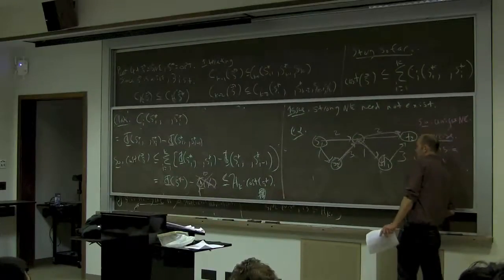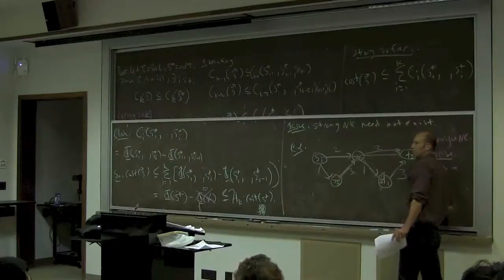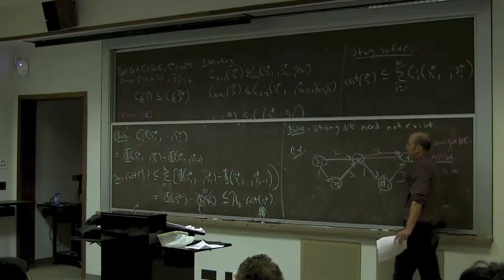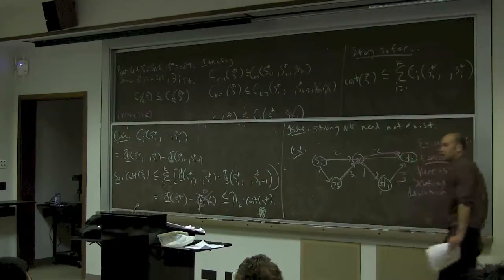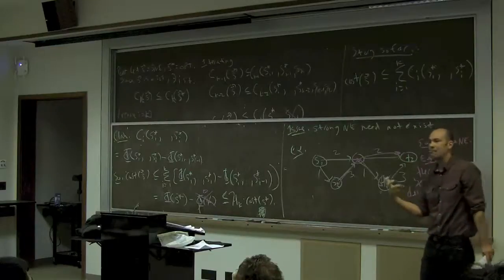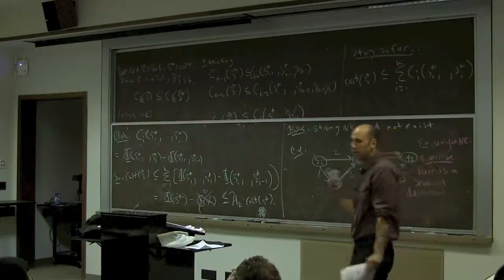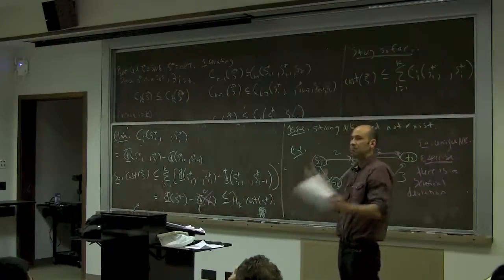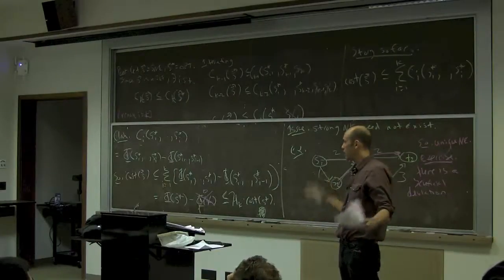So that's the story about strong Nash equilibria. When you've got them, you get good worst case bounds, but they don't always exist. If you're happy with Nash equilibria and you have the luxury of seeding the game with one of them, then again, you can get pretty close to optimal solutions, but there are bad Nash equilibria out there in these games with positive externalities.